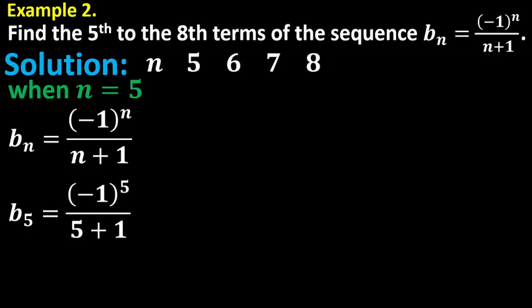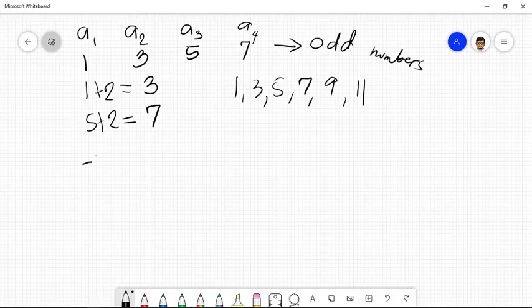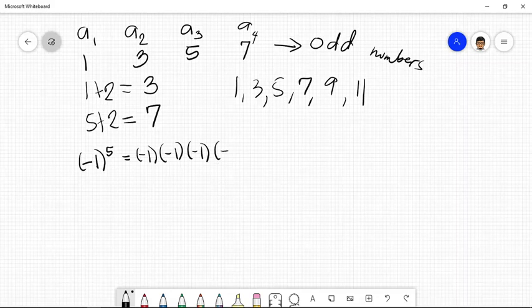Anong ibig sabihin ng negative 1 raised to 5? Okay. Say, sabi niya, ano ang (-1)^5? Do not forget the parenthesis kasi ganun siya nakasulat. Ibig sabihin nun, if this is an exponent, that means you have to multiply negative 1 to itself 5 times. Yun ang ibig sabihin nun. So, meron ka negative 1 times negative 1 times negative 1 times negative 1 times negative 1. 1, 2, 3, 4, 5.